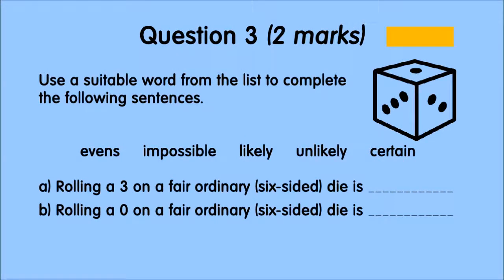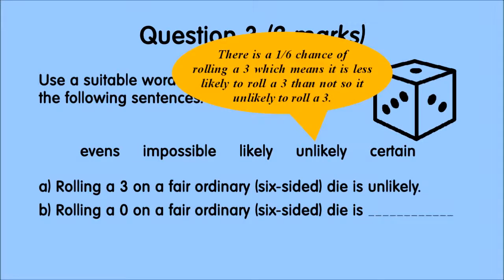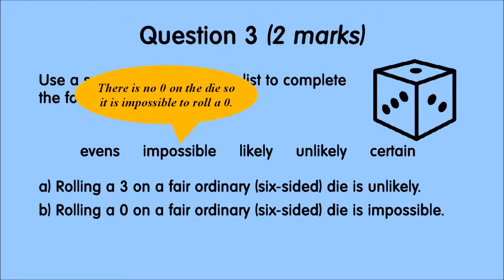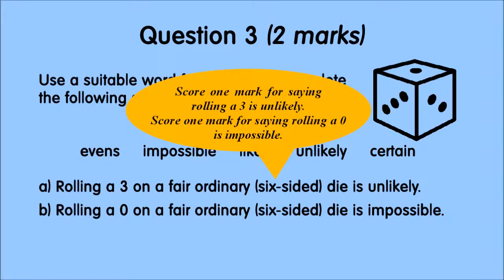Use a suitable word from the list to complete the following sentences. Rolling a 3 on a fair ordinary 6-sided die is. Rolling a 0 on a fair ordinary 6-sided die is. There is a 1/6 chance of rolling a 3, which means it is less likely to roll the 3 than not, so it is unlikely to roll a 3. There is no 0 on the die, so it is impossible to roll a 0. Score 1 mark for saying rolling a 3 is unlikely. Score 1 mark for saying rolling a 0 is impossible.